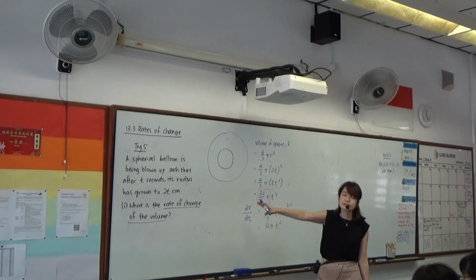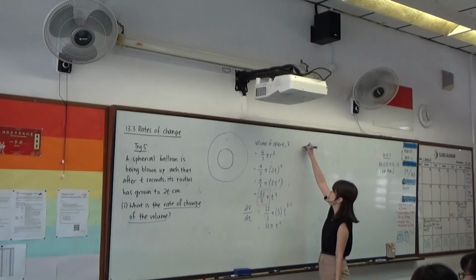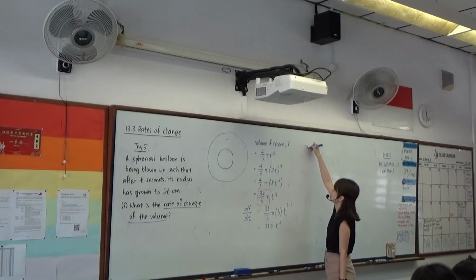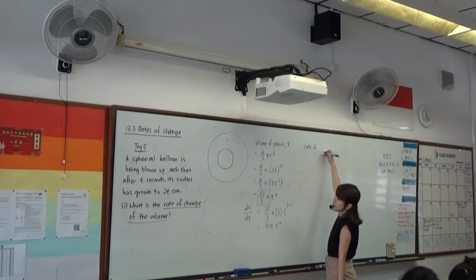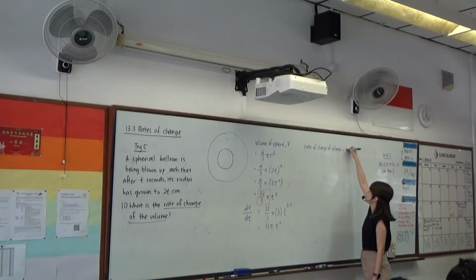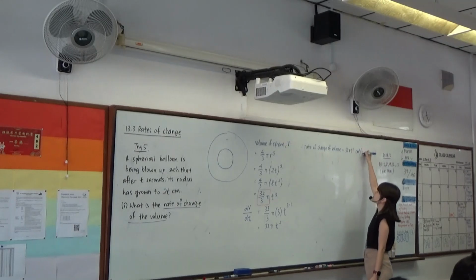As this is a contextual question, we need to conclude with reference to the demands of the question. So the rate of change of volume is 32 pi t squared cm cubed per second.